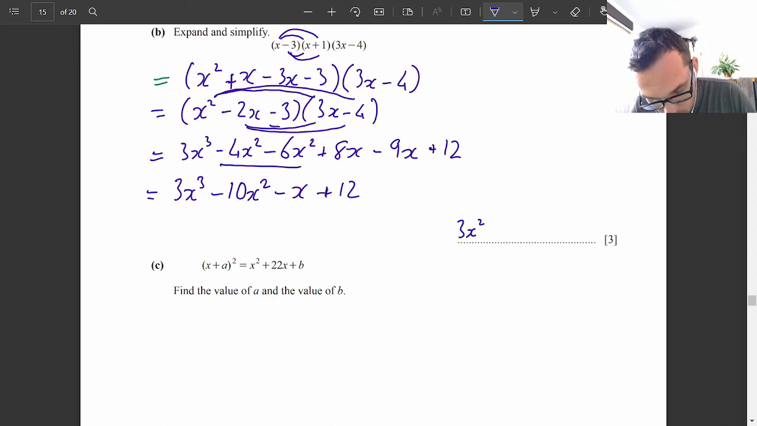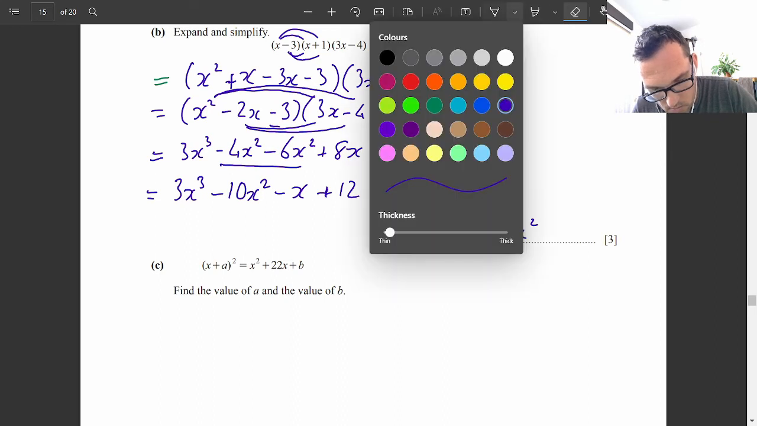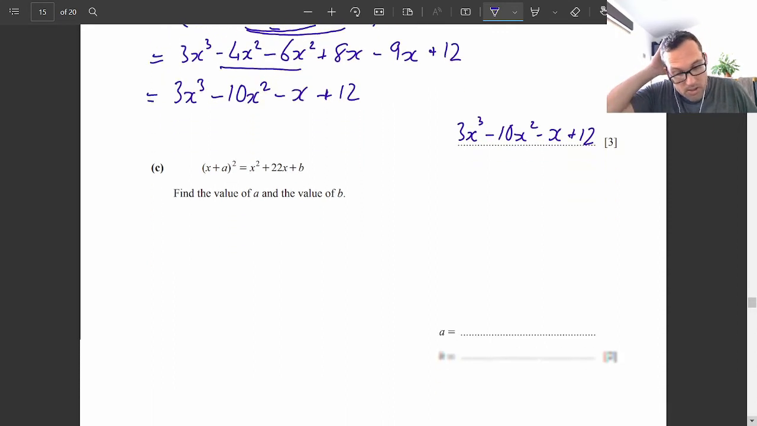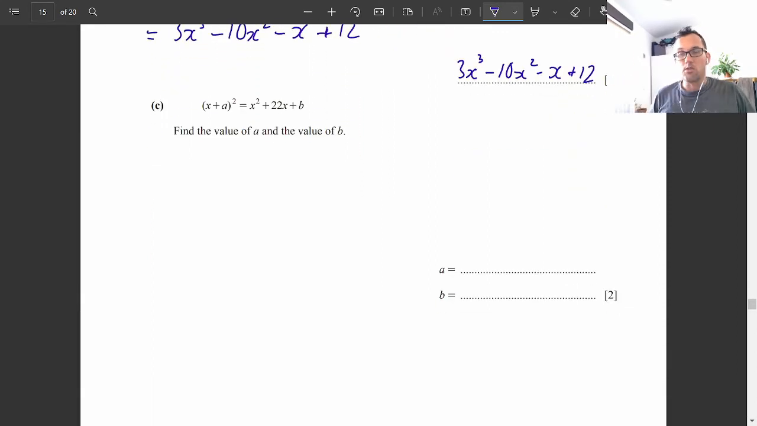3x squared minus 10x squared. Now you see, you copy the answer wrong and you lose a mark for no reason. Double check. 3x cubed minus 10x squared minus x plus 12. Question C is not as hard as it looks.